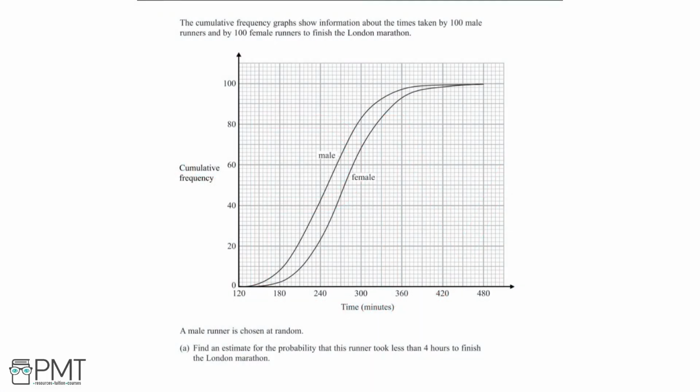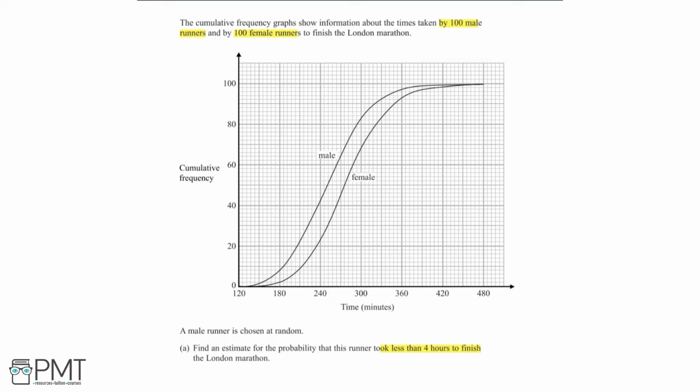In this question, we're told that the cumulative frequency graphs below show information about the times taken by 100 male runners and 100 female runners to finish the London Marathon. A male runner is chosen at random. In part A, we need to find an estimate for the probability that this runner took less than 4 hours to finish the London Marathon.